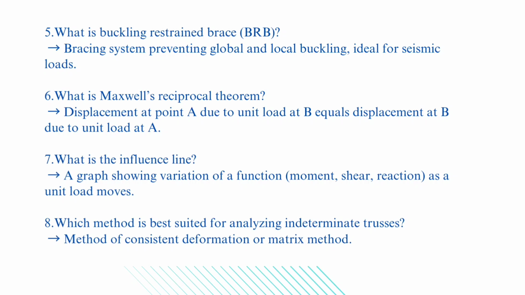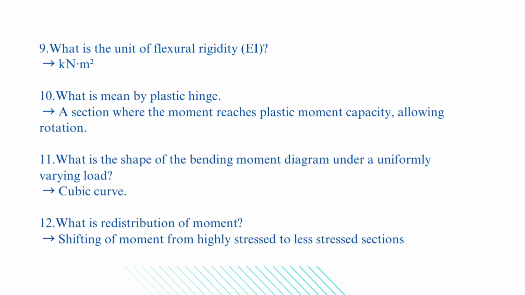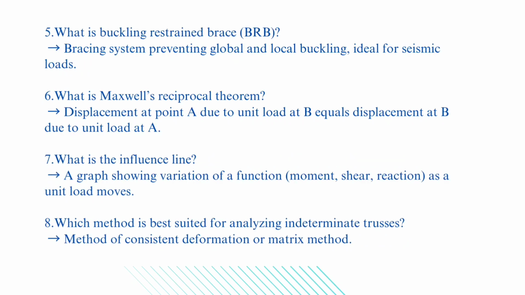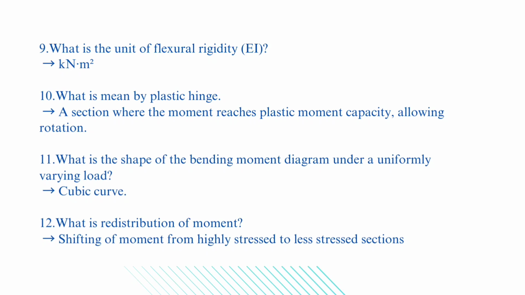Now the next question is, what is the unit of flexural rigidity? That is EI, and the unit is kilonewton meter square. The next is, what is meant by a plastic hinge? The answer is, a section where the moment reaches the plastic moment capacity, allowing rotation, is nothing but a plastic hinge. The next is, what is the shape of the bending moment diagram under a uniformly varying load? And the answer is, it is a cubic curve.